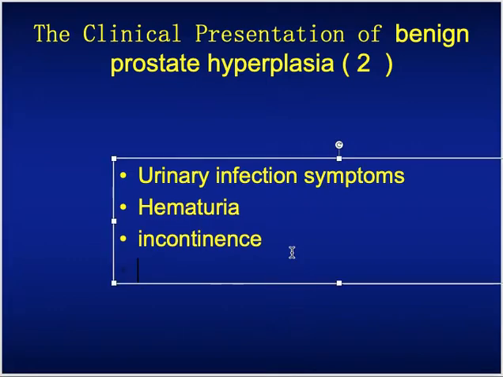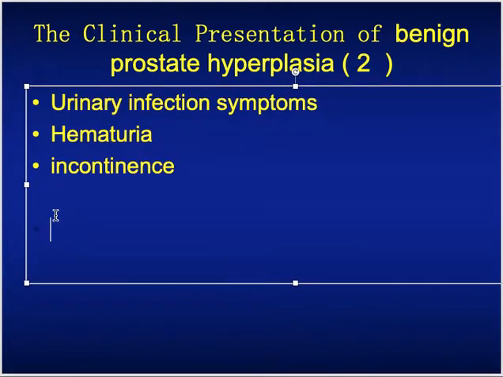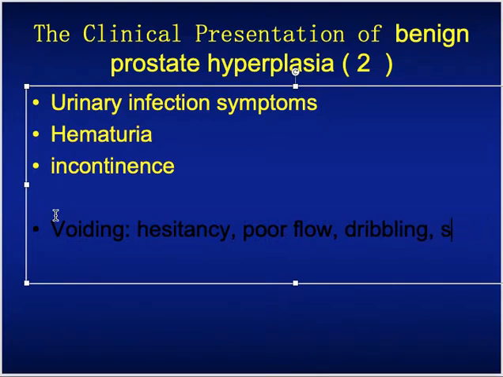Again, I want to mention here, there are voiding symptoms. And what are the voiding symptoms? Hesitancy. Hesitancy is a voiding symptom. Poor flow or poor stream, dribbling, and a sensation of poor bladder emptying.